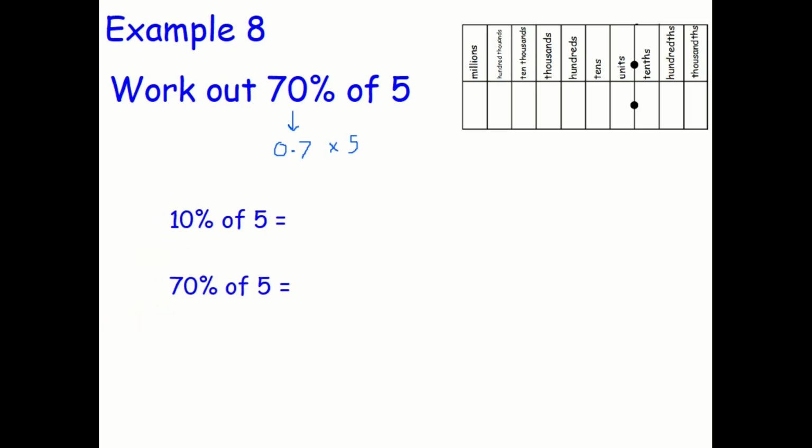This way, 10% of 5, well, if I put 5 in the place value table, 10% means I've got to divide everything by 10, and that means jumping in the place value grid 1 column to the right, and that means I get that my 10% is 0.5. And to get to 70%, well, that number's been multiplied by 7, so I reckon that's going to be multiplied by 7, which is going to give me 3.5.